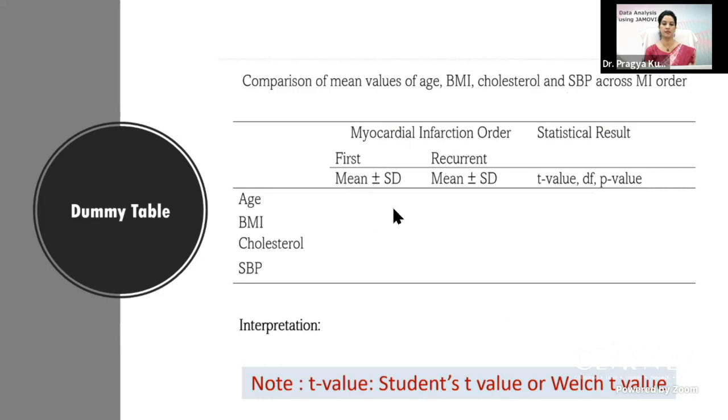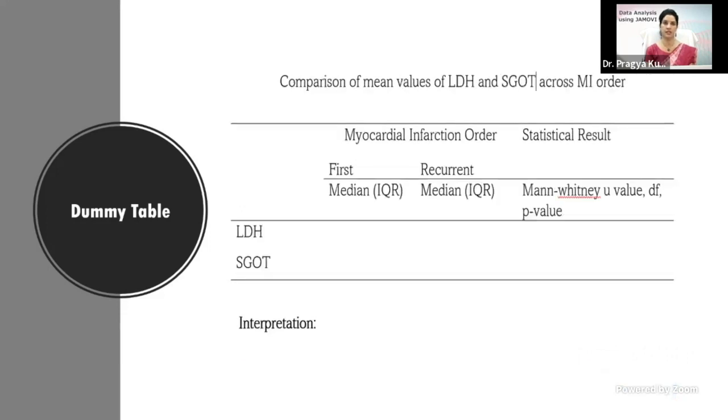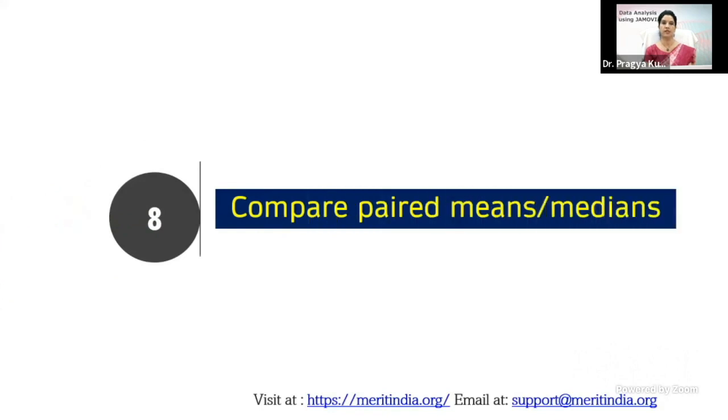And you can see this is the first and recurrent order MI along with standard deviation. You have to enter the result and write the interpretation. And one point which we have already made clear is that if the homogeneity of variance assumption is not met, then you should use the Welch t statistics rather than the student t statistics. And this is the LDH and SGOT where you will see the median and interquartile range and Mann-Whitney U value, because this test is the non-parametric counterpart of the independent sample t-test. And because the QQ plot was showing that it is not normally distributed, that's why we will use this Mann-Whitney U-test.